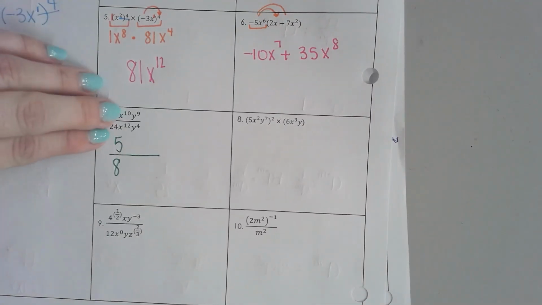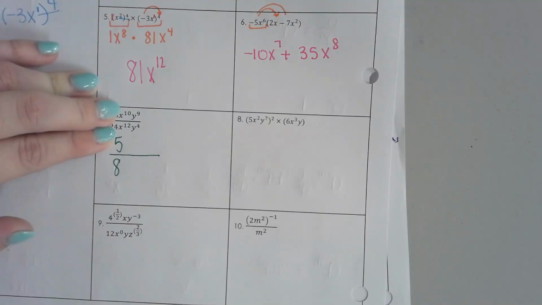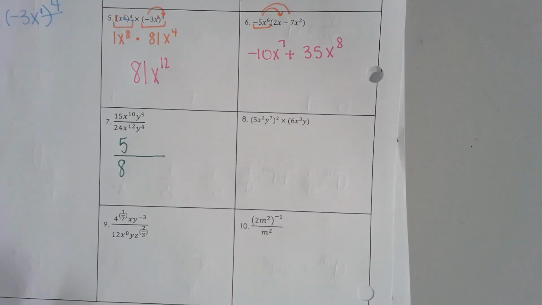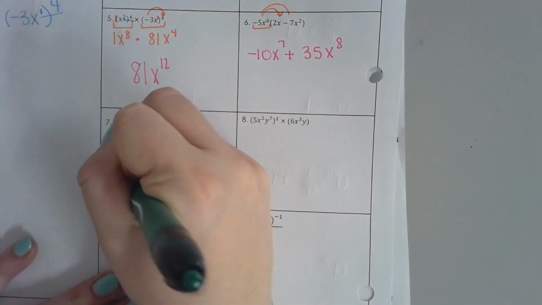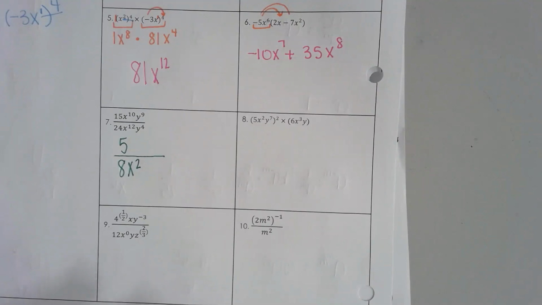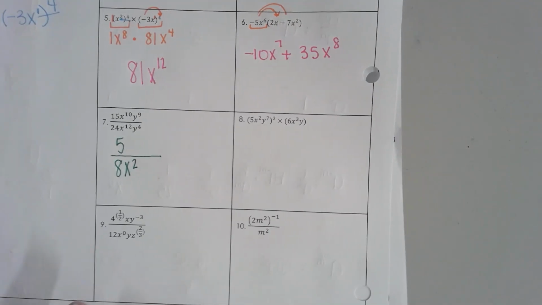If you have 10 x's in the top, 12 in the bottom being multiplied, and you cancel out, what's left? In the bottom or top? Bottom. So x squared. If you cancel out y's, what are you left with? Y to the 5th in the top.